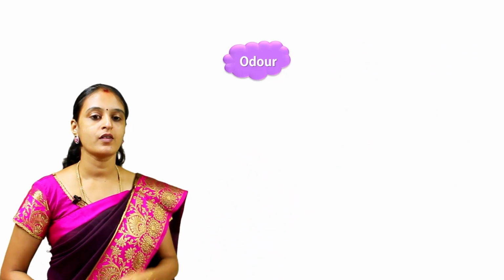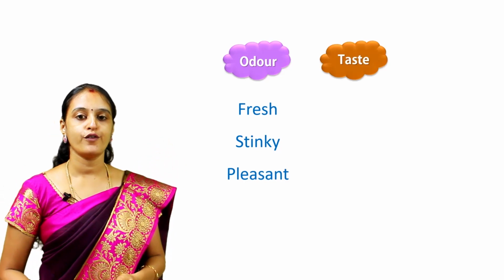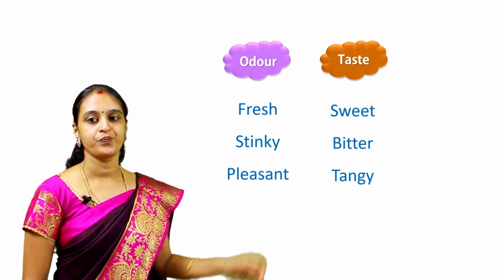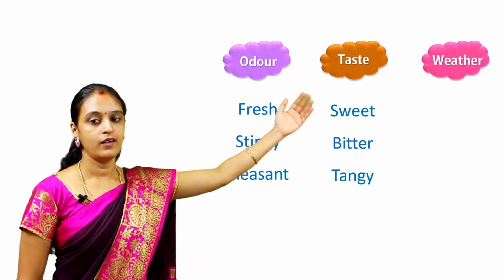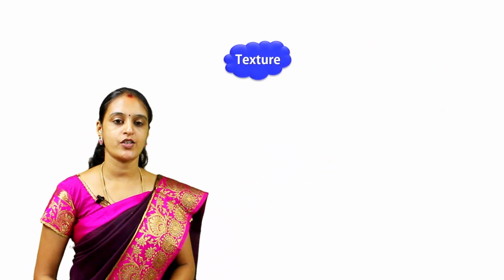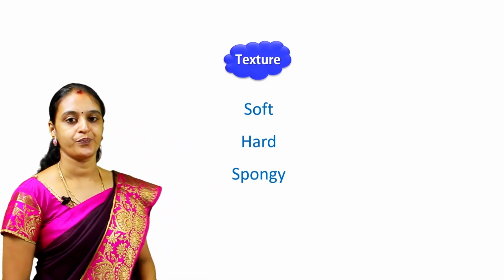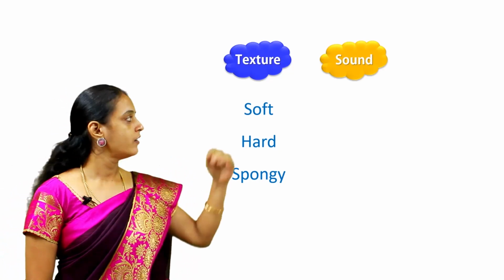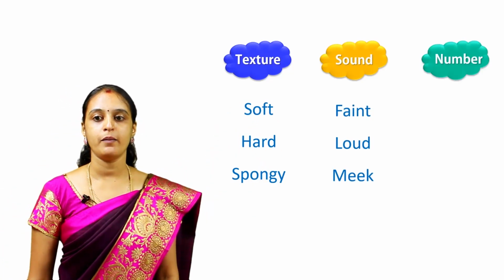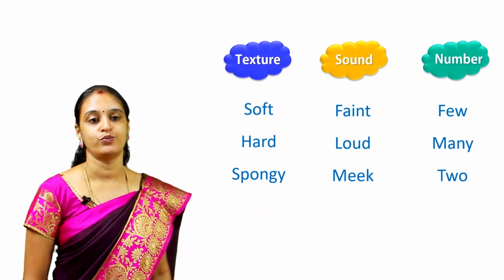For order: fresh, stinky, pleasant. For taste: sweet, bitter, tangy. For weather: clear, dry, foggy. For texture: soft, hard, spongy. For sound: faint, loud, meek. For number: few, many, two.